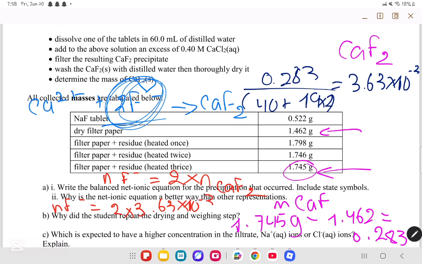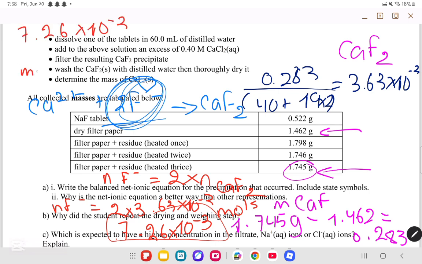So it's going to be 7.26 times 10 to the power of minus 3. This is the number of moles of F minus. So what is the number of moles of F minus? It's 7.26 times 10 to the power of minus 3.